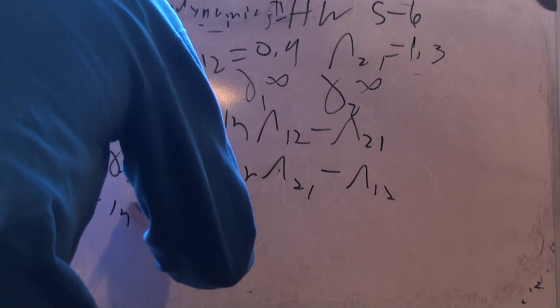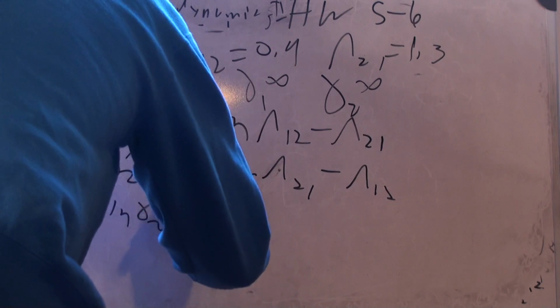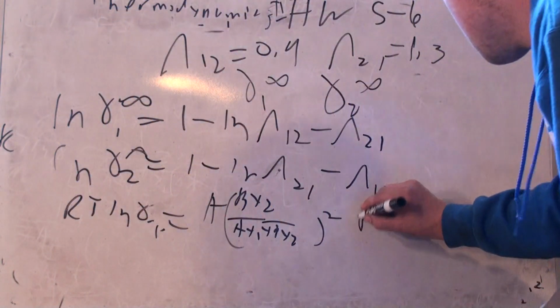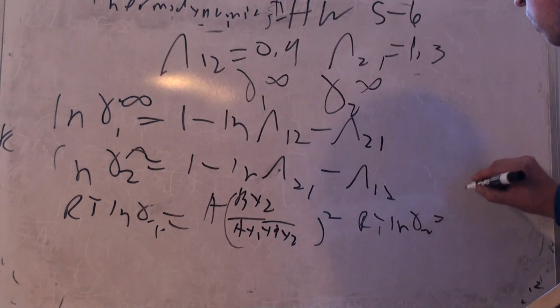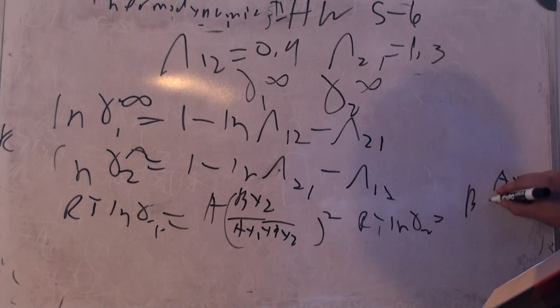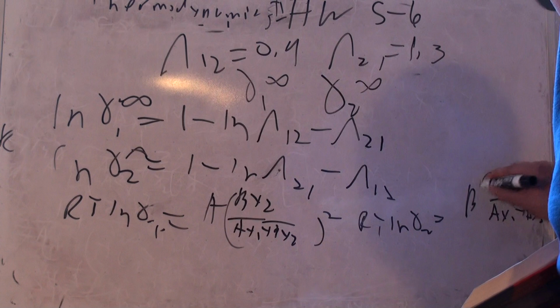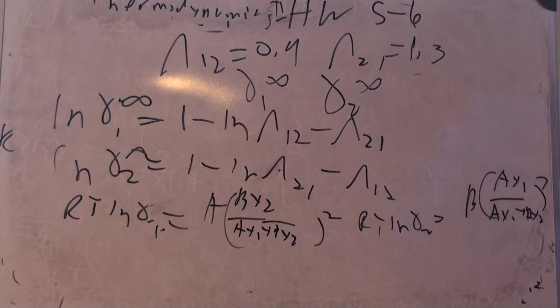So I have that RT natural log of gamma 1 is equal to A times BX2 over AX1 plus BX2, quantity squared. RT natural log of gamma 2 is equal to B times AX1 over AX1 plus BX2, quantity squared. Okay. And now I need to solve these for infinite dilution coefficients. Well, how do I do that?